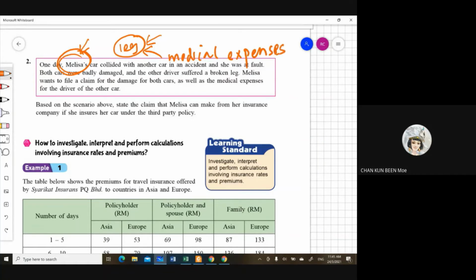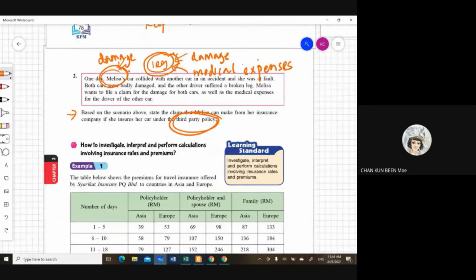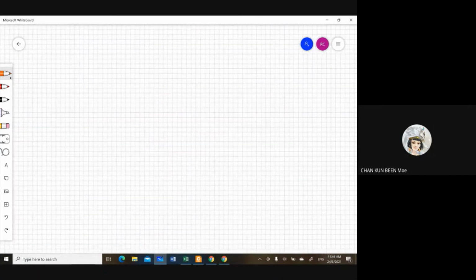So, I write down everything. This is the damage of the car. This one also damage of the car, and then medical expenses of the driver over there. Okay, now we look at the question given. Based on the scenario above, state the claim that Melissa can make from her insurance company if she insures her car under the third-party policy. Okay, you remember this, she wants to claim for her car and also the other, and then she wants to claim the medical expenses for the driver. So under the third-party policy, we go back to the third-party policy, see whether she can claim it or not. So you got to refer to that.